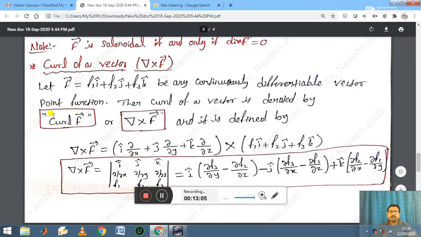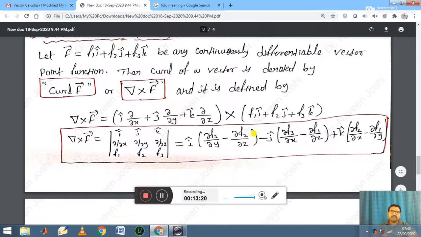Okay, we can use this notation, otherwise del cross f. It is denoted by del cross f, equals the differential operator cross f, where f is the vector point function f1 i plus f2 j plus f3 k. Then you know that we discussed the curl of a function, which we write in terms of a determinant.